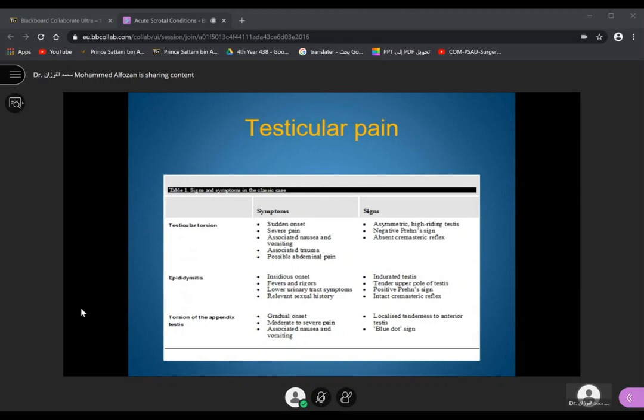Even if you lost it, there are no complications. You will see if the patient has light colored skin, you will have a blue dot sign and very localized tenderness to the anterior of the testis.